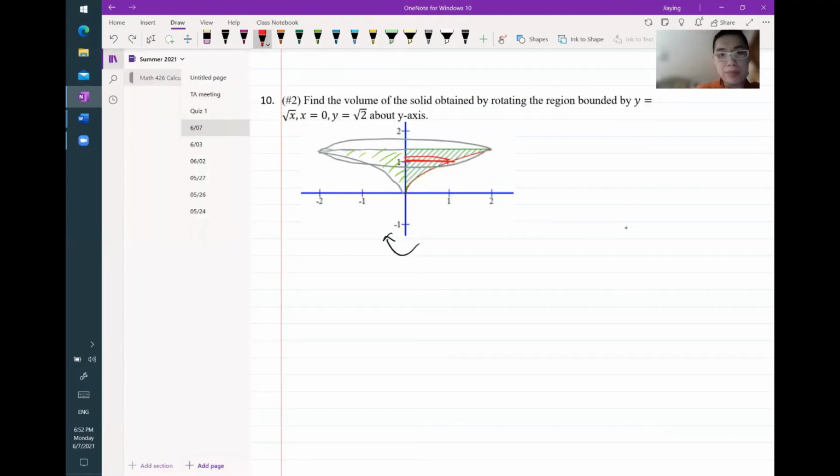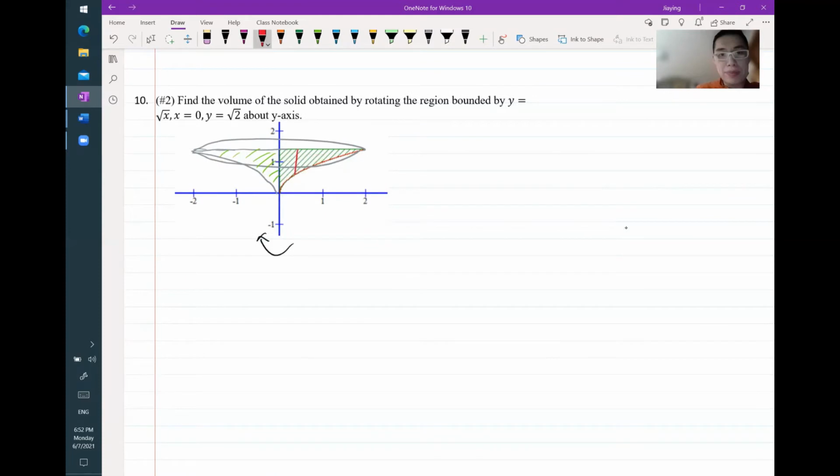So what we need is to draw the rectangle in the opposite way. We're going to draw the rectangle this direction. And if we rotate this rectangle around the y-axis, we will get a cylindrical shell. I hope that makes sense. So that will be a cylindrical shell in the middle. And if you cut this open, you get a rectangular prism.